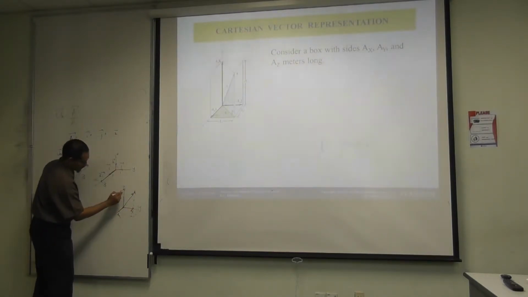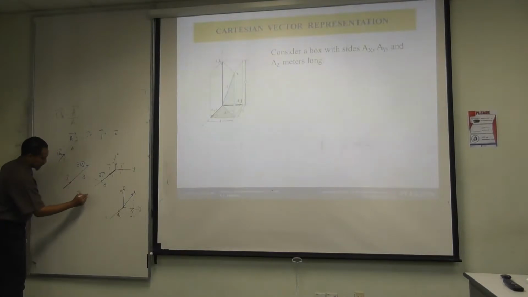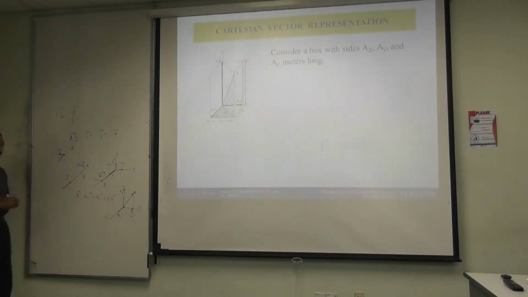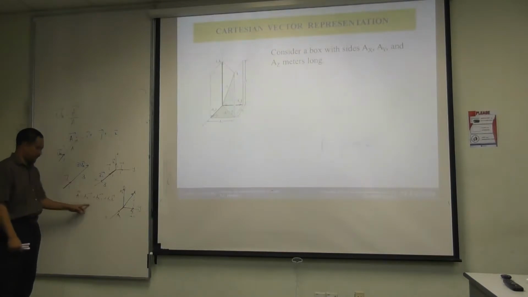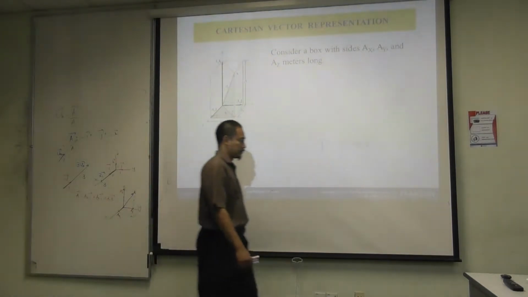In terms of Cartesian vector notation, it will be A equal to ax i plus ay j plus az k, right? You have seen this before, right? Meaning that if you know the x component, y component, z component, you can just plug in to get the vector. So that's one understanding of that.